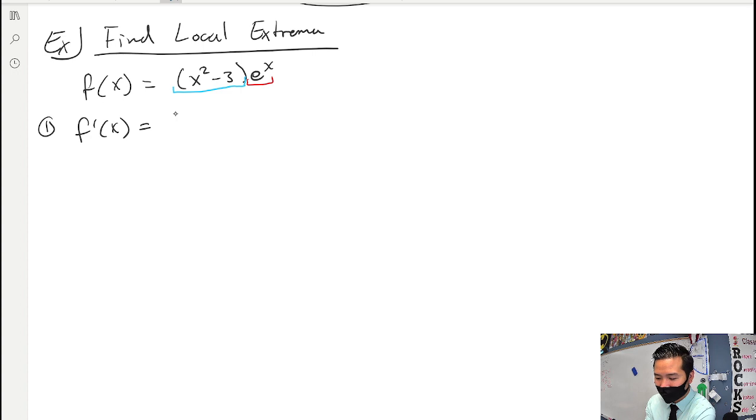Derivative of the first, what's the derivative of x squared minus 3? 2x. That needs to be multiplied with the original function, e to the x, plus derivative of the second is going to be e to the x, because the derivative of e to the x is just e to the x. Isn't that fun? Don't you love the derivative of e to the x? So difficult. Times the first, which is x squared minus 3.